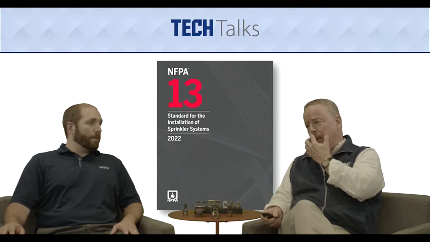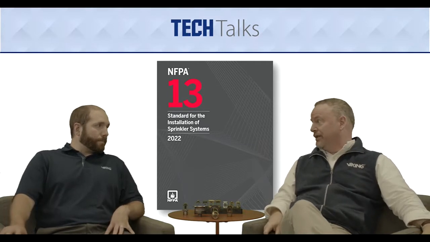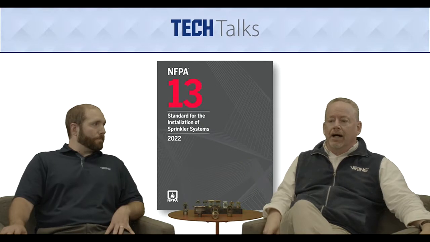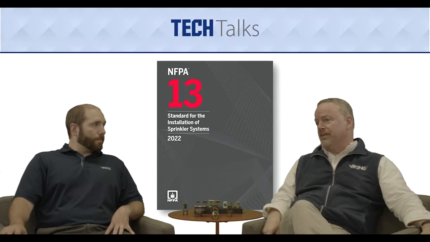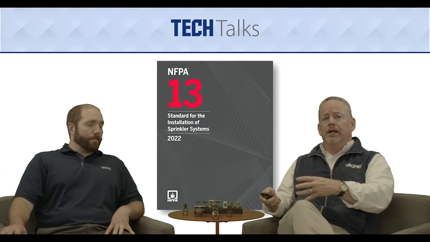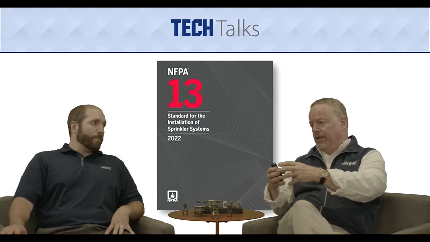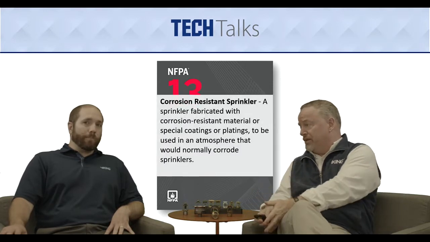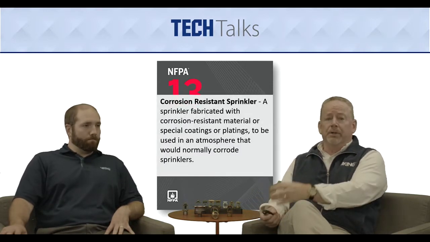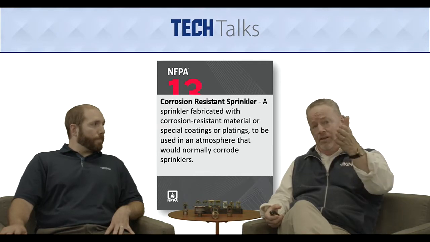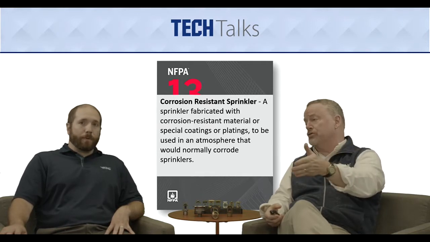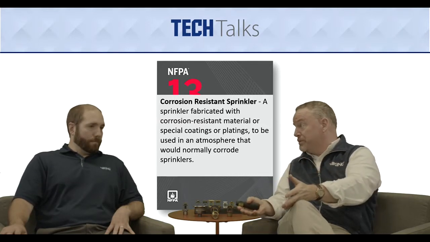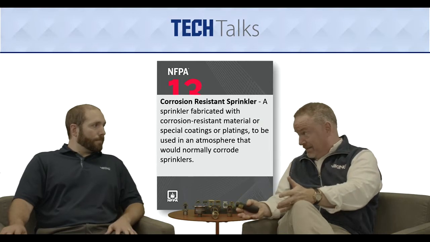So to start with, let's go back into the history a little bit, because you deal with NFPA 13 a lot. Yep, I deal with it a lot, and have dealt with it in the past. It's interesting to note that when it comes to corrosion resistant sprinklers, NFPA 13 is the place to start, because it defines a corrosion resistant sprinkler as a sprinkler that's fabricated with corrosion resistant material. Well, that can be lots of things.